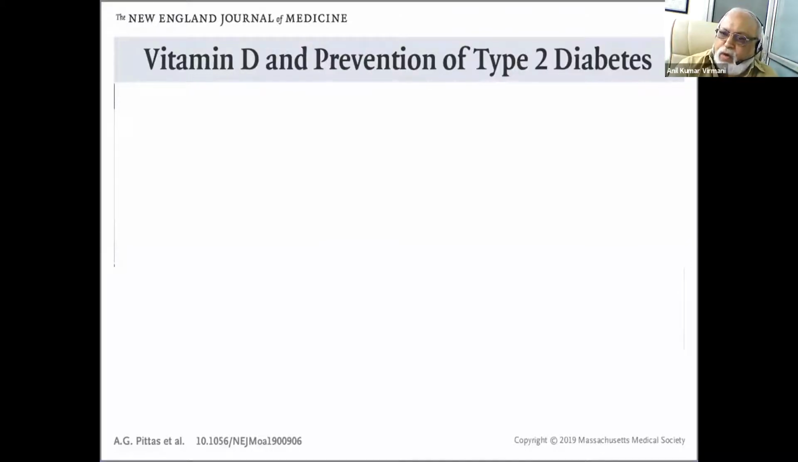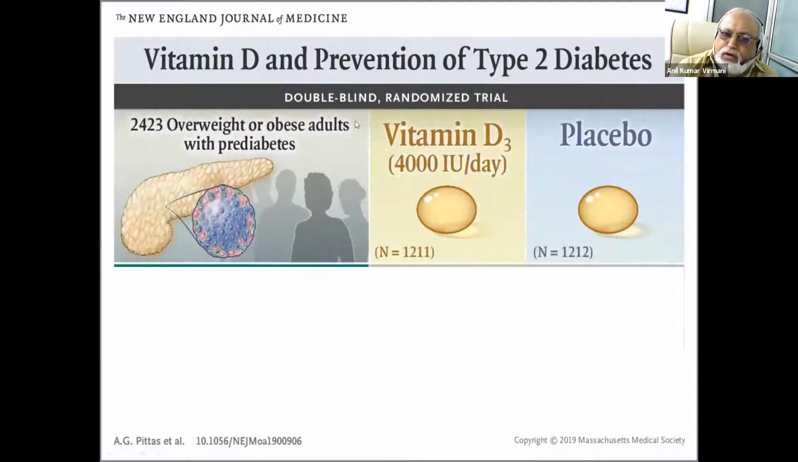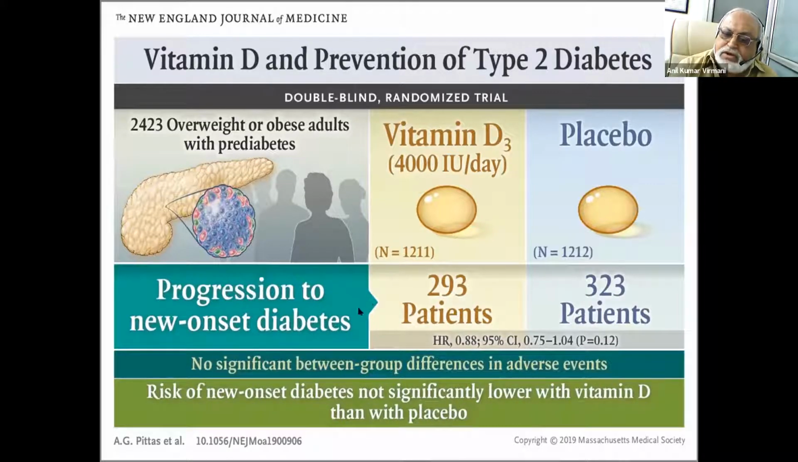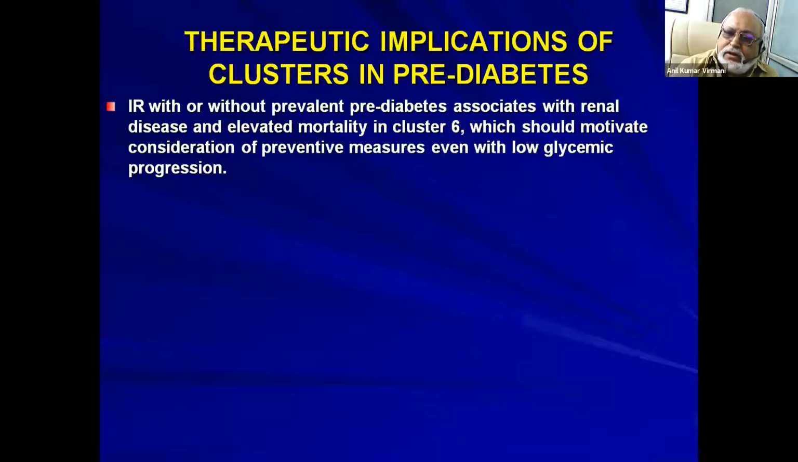There has been a lot of talk about vitamin D, and this was a wonderful double-blind randomized trial where 4,000 international units of vitamin D3 was compared with placebo in more than 2,400 overweight or obese individuals with prediabetes. It was seen that progression to new-onset diabetes was not significantly lower with vitamin D as compared to placebo. So this was not statistically significant. So vitamin D does not prevent the progression of prediabetes to diabetes.